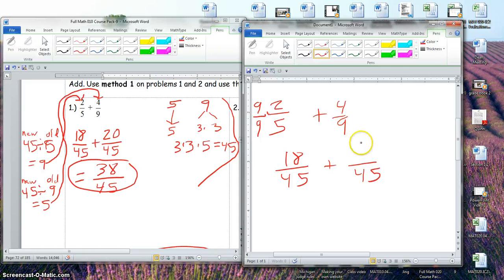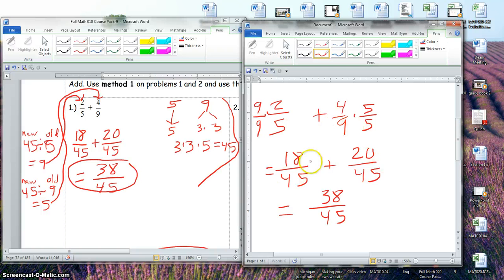Now we go here. Again, we took the new denominator divided by the old denominator. 45 divided by 9 gave us 5. So what we're really doing here, we're multiplying this numerator and denominator by 5. So we have 9 times 5, which is 45, and 4 times 5, which is 20. Now we add them together. Our denominator still stays 45, and our numerator is 38.